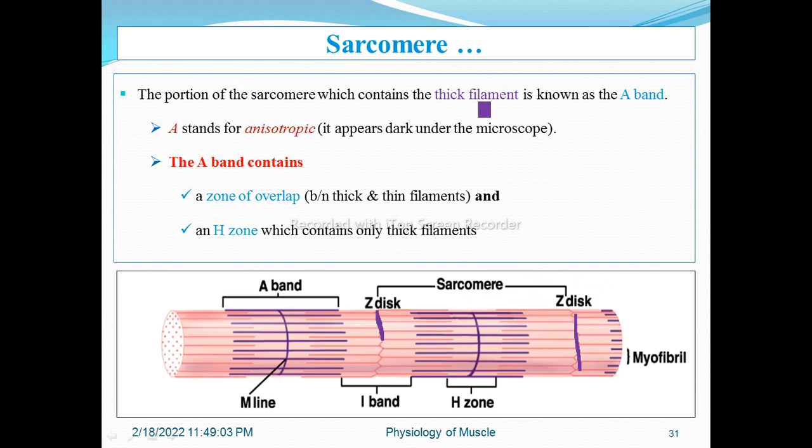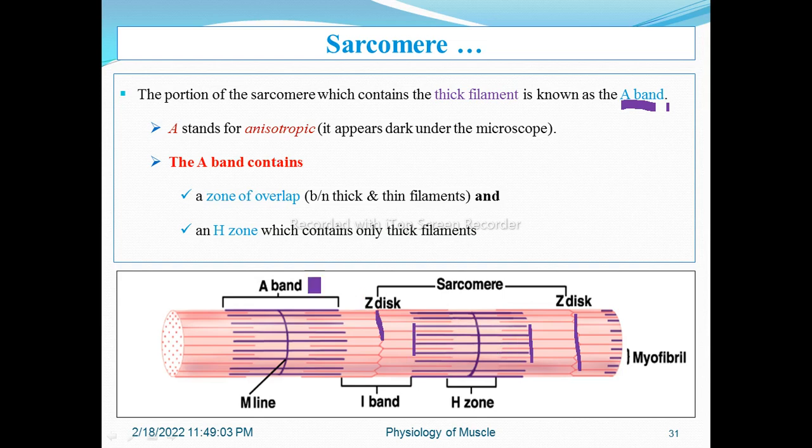Then the portion of the sarcomere which contains the thick filament is known as the A band. From this one up to this one is the A band, because it contains the whole length of the thick filament. A stands for anisotropic, which means it appears dark under the microscope. The A band contains the zone of overlap, on this side and this side. Overlap means between this red thin filament and this dark thick filament, the area of overlap between actin and myosin.